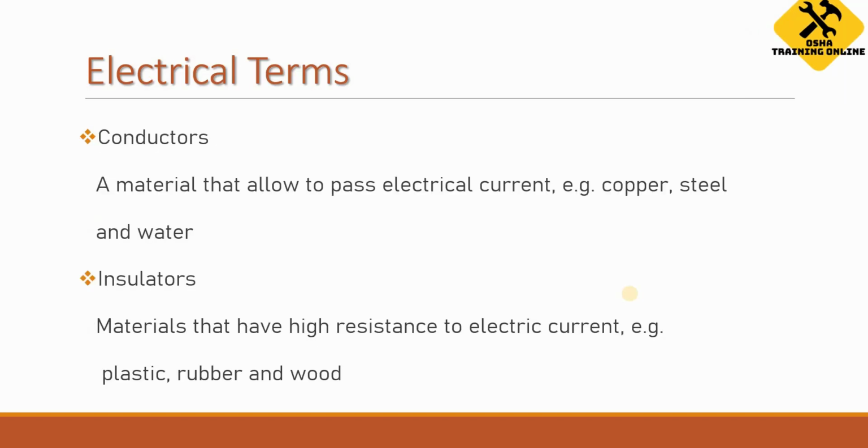Now what is a conductor and what is an insulator? A material that allows electrical current to pass is called a conductor, and a material which does not allow the flow of electricity or electric current is called an insulator. There are some materials through which electric current can pass, for example copper, steel and water. But through other materials like plastic, rubber and wood electric current would not pass, because they are insulators and they don't allow the flow of electric current. We will not go into depth of chemistry because here we are going to teach OSHA, so we have to just understand the overall concept.